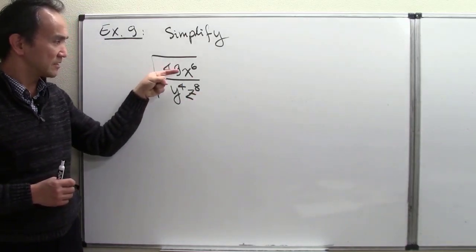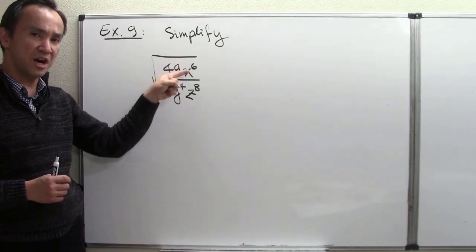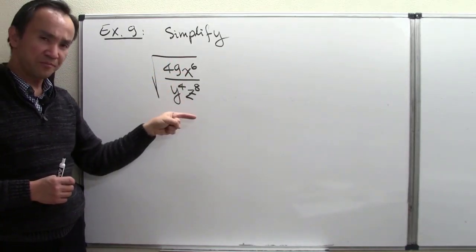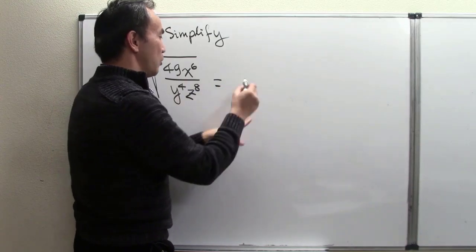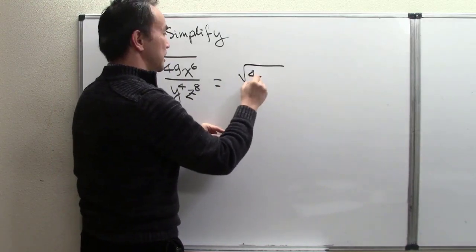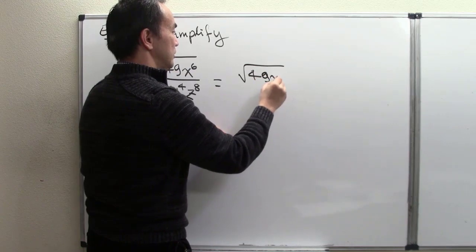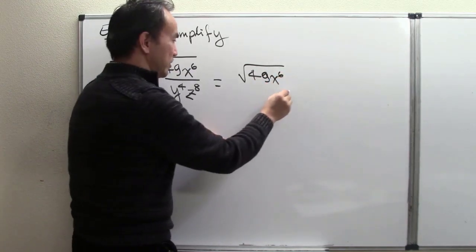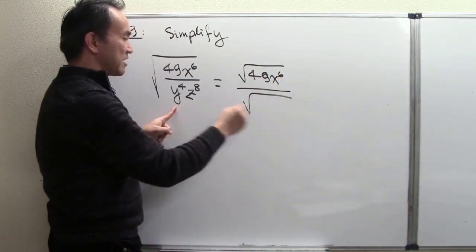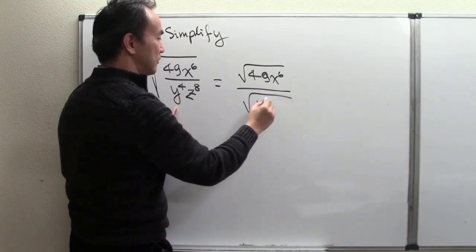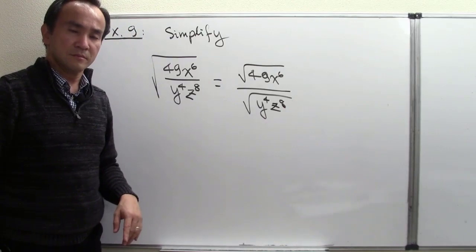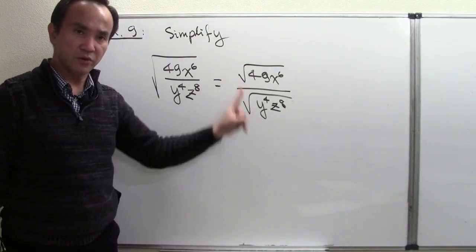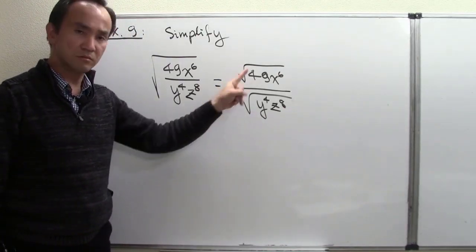What I have here is the square root of a quotient. And so the quotient property says that we can do two separate square roots. One square root is for the 49x to the 6. And then we divide it by the square root of the denominator, which appears to be y to the 4th, z to the 8th. All right, so that's how I directly used the quotient property.